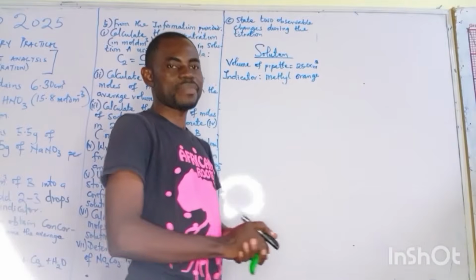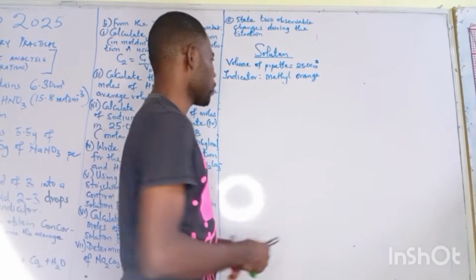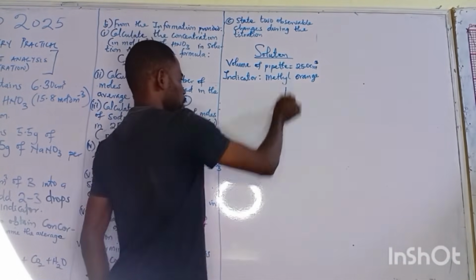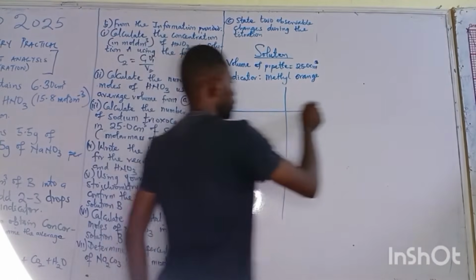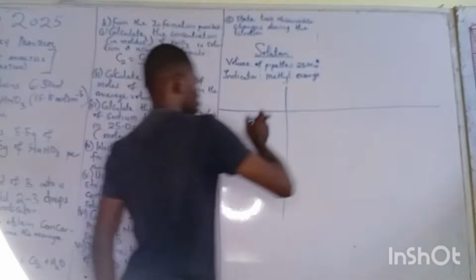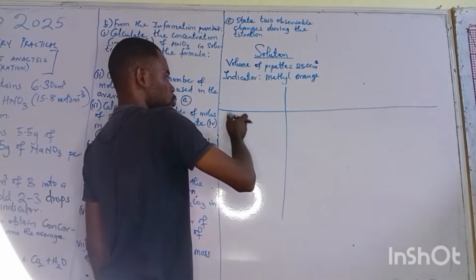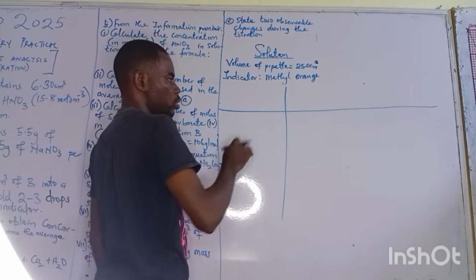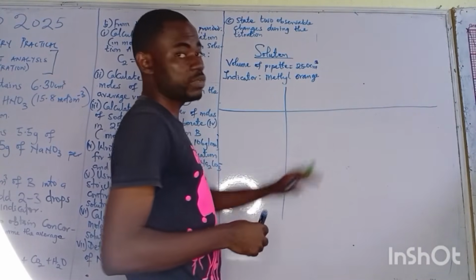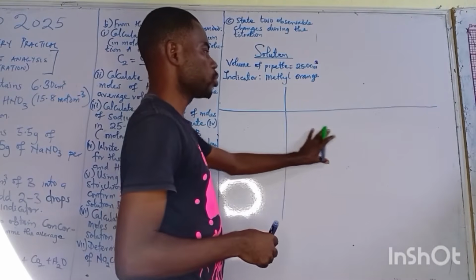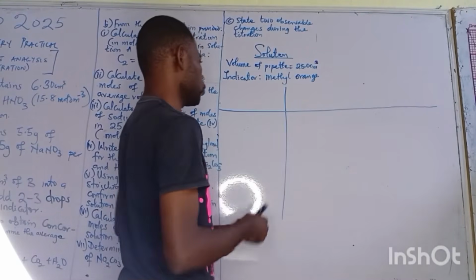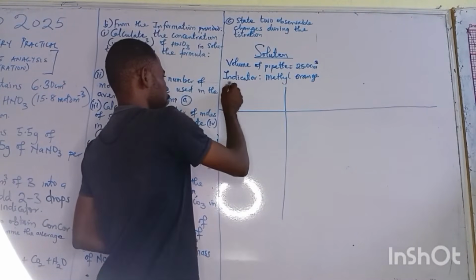Let me now prepare my table. Let me draw. If you are writing the exam, as a candidate, please do well to make sure that your table is very neat. No alteration, no overwriting, so that you get that mark very well.